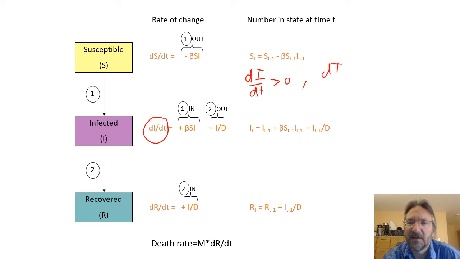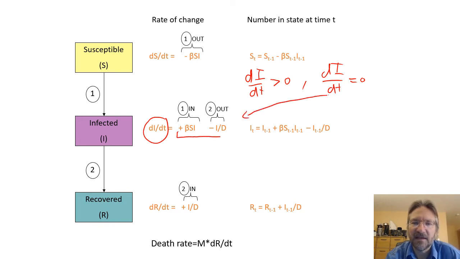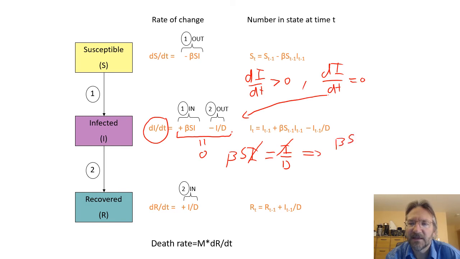However, if di over dt equals 0, that means that the number of infected people is remaining constant, will not change over time. So if I take this into that equation, I see that in order for di over dt to be equal to 0, I need this beta S times I equal to I divided by D. On both sides I have I, so I can cancel this out, and what I'm left with is beta S times D equals 1.